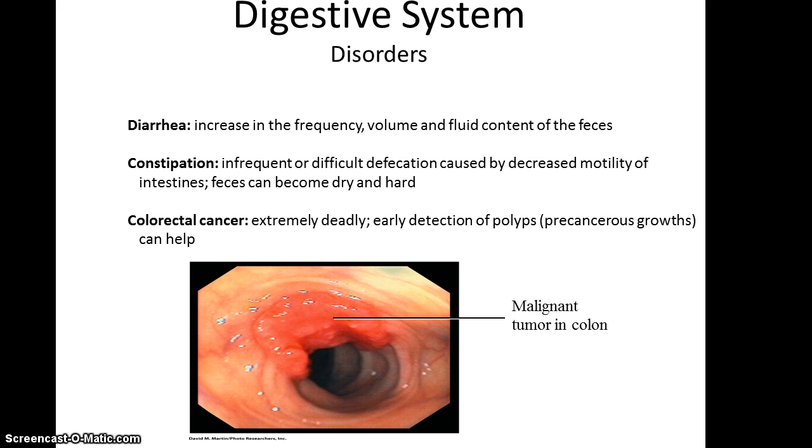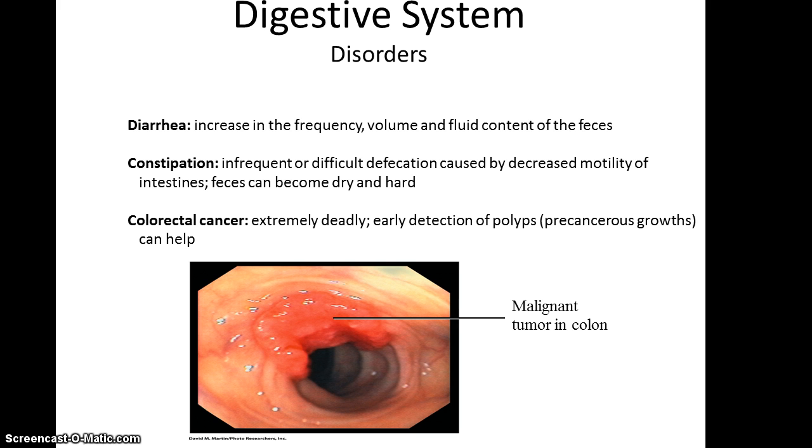Some disorders that can occur in the large intestine, well, you have diarrhea, which is where you have an increase in the frequency, volume, and fluid content of the feces. Then there's constipation, which is where a person has infrequent or difficult defecation caused by the decreased motility of the intestines. So they are pushing things along at a much slower rate. Because the feces spends such a longer time in the large intestine, they become dry and hard as water is absorbed out of them. And then there's also colorectal cancer.